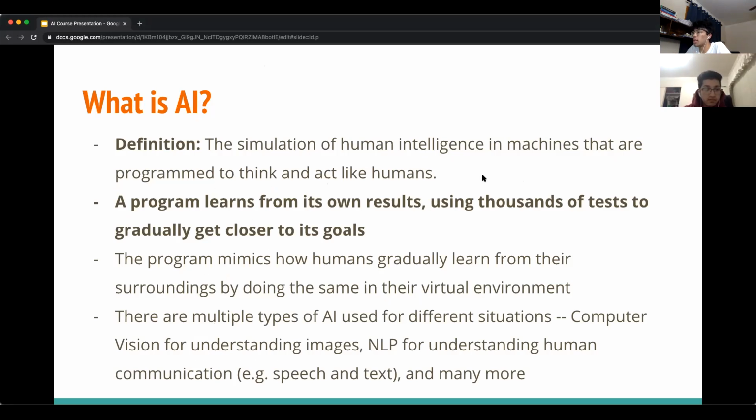So I guess, what really is AI? The standard definition that you'll find when you look it up is that AI is the simulation of human intelligence in machines that are programmed to think and act like humans. So basically, it means that a program learns from its own results and uses thousands of tests to gradually get closer to its goal. The program mimics how humans gradually learn from their surroundings by doing the same in their virtual environment.